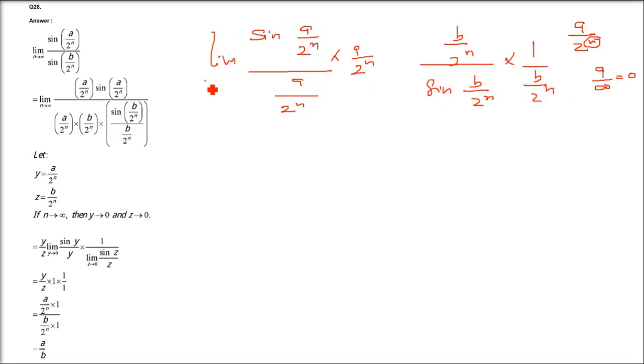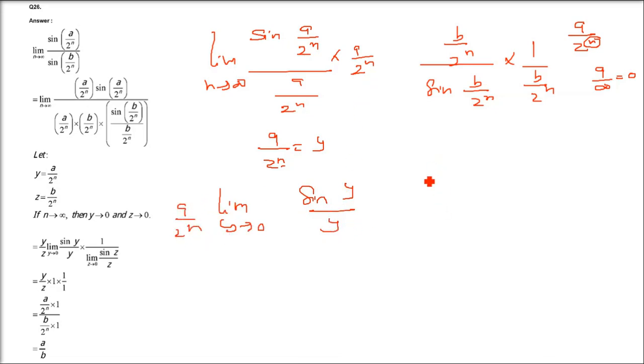Now I am taking the limit here, n tends to infinity. Now if a by 2 to the power n, we put as some alphabet, say y, what is it going to be? If n is infinity, 2 raised to n is infinity, a by infinity is 0, so y tends to 0. So this will be sine y by y, and this remains a by 2 to the power n. This first portion we have done. Now applying the limit here, same thing we are going to do.